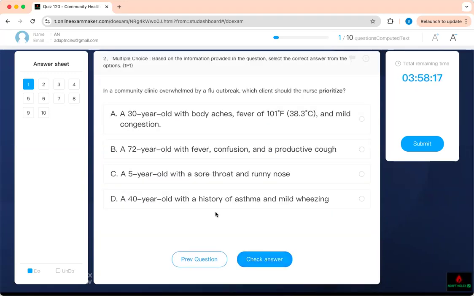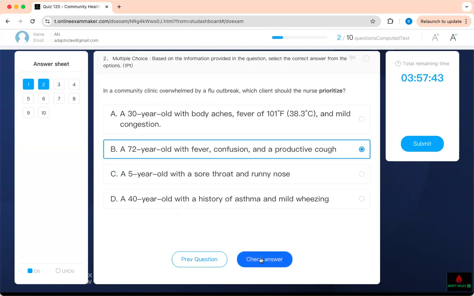In a community clinic overwhelmed by a flu outbreak, which client should the nurse prioritize? Everybody has flu. Whoever is the sickest is the one. Dehydration is the key. A 30-year-old with body aches, fever, and mild congestion: flu. A 70-year-old who had fever from the flu is now confused and in shock, or sepsis. A 5-year-old with a sore throat and runny nose: flu. A 40-year-old with a history of asthma and mild wheezing; you expect wheezing in asthma. This confused patient is septic.